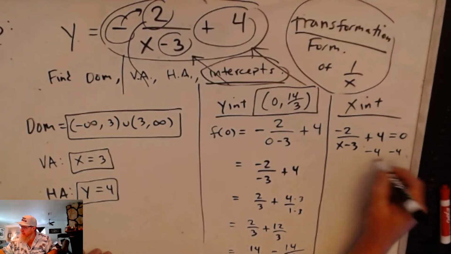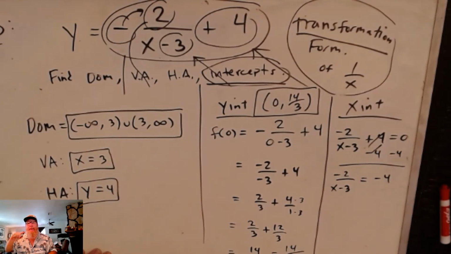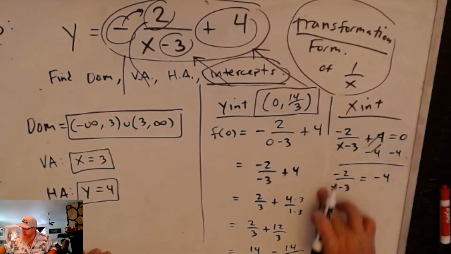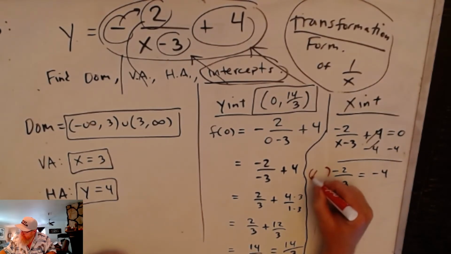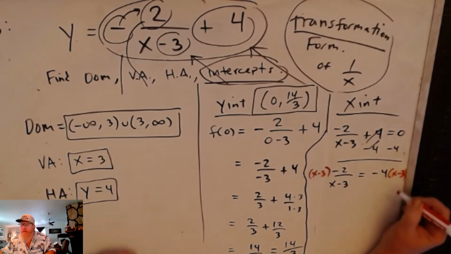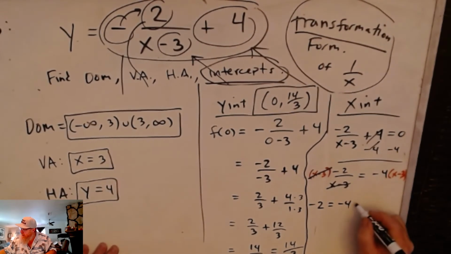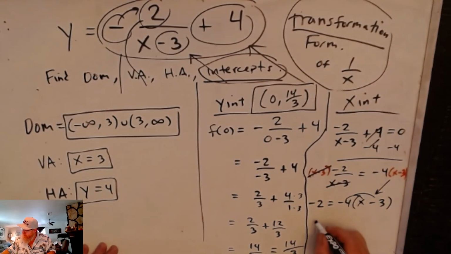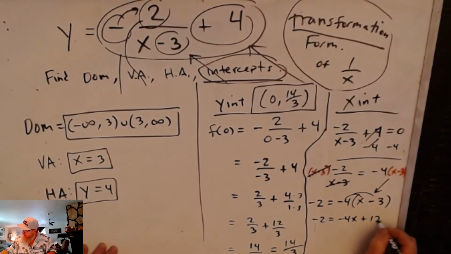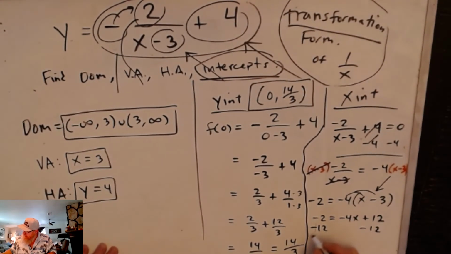You're going to move the 4 to the other side. I'm really getting short on space here, but we can manage. I'm going to multiply both sides by x minus 3. I'll rewrite that in a second. Cross those guys off. You get negative 2 equals negative 4 times x minus 3. I'm going to distribute. Be careful with negative signs. So that becomes positive 12. And walk the dog all the way home.